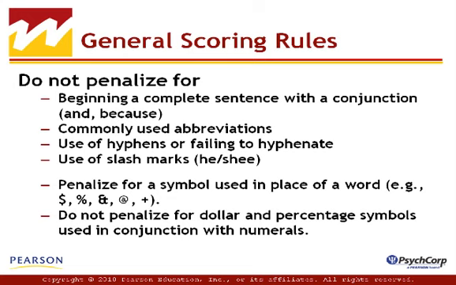Certainly, we say it's okay to begin a complete sentence with the conjunction "and." There are a number of grammar textbooks that say it's not okay to begin a sentence with the conjunction "and." But for the WIAT-III, we identify that. Most grammar textbooks will say it's okay to begin a sentence with "because." You won't penalize for abbreviations that are commonly used. You won't penalize if I use a hyphen or don't use a hyphen.